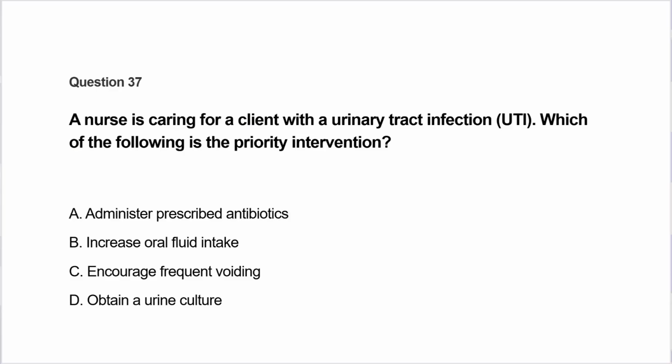37. A nurse is caring for a client with a urinary tract infection, UTI. Which of the following is the priority intervention? A. Administer prescribed antibiotics. B. Increase oral fluid intake. C. Encourage frequent voiding. D. Obtain a urine culture.